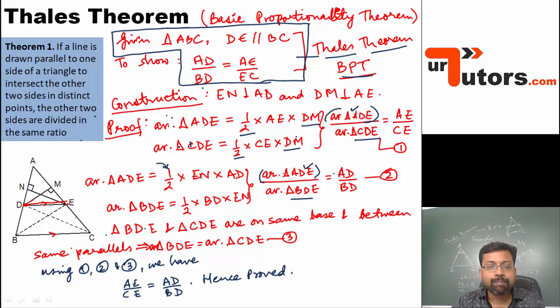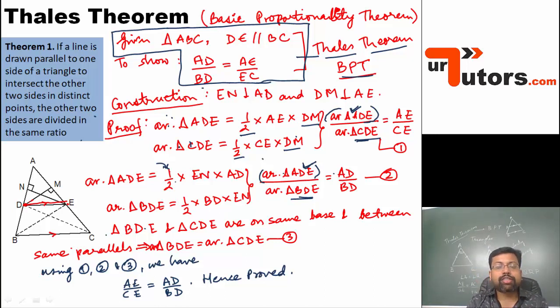So using 1, 2 and 3 together, how? When triangle BDE's area and triangle CDE's area are equal, what we see from equation 1 and 2 is that both of their left hand sides have triangle ADE in the numerator. In the denominator you have triangle BDE and triangle CDE. And from 3 we have found out that both these are equal, hence the denominator also becomes the same, hence the left hand sides of both the equations become same. So from 1 and 2 we can say that AE by CE is equal to AD by BD, which is what we had to prove. And this proof is called Thales theorem.